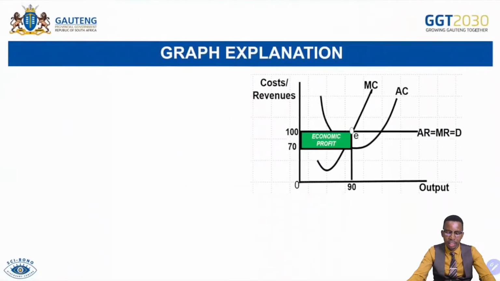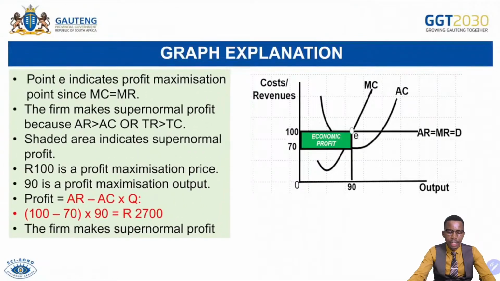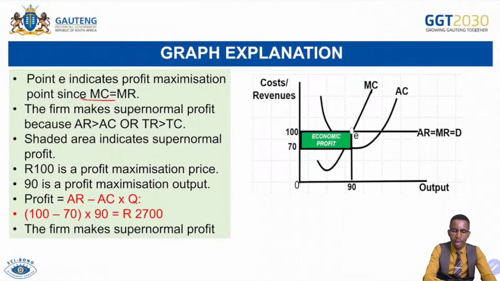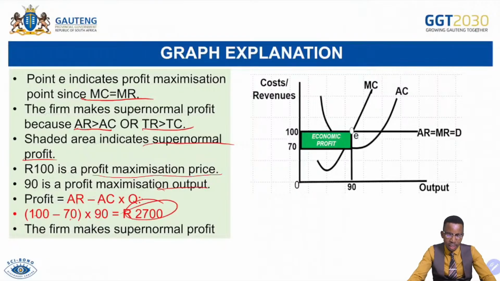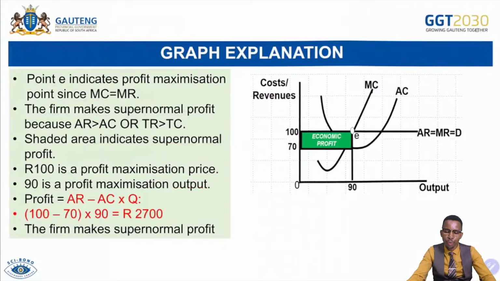Then we check the graph explanation. Point E indicates profit maximization, where MC equals MR. The firm makes supernormal profit or economic profit because AR is more than AC or TR is more than TC. The shaded area indicates supernormal profit or economic profit. 100 is the profit maximization price, and 90 is the profit maximization output. Profit is AR minus AC times Q, so 100 minus 70 times 90 equals 2,700. For this reason, the firm is making a supernormal profit.